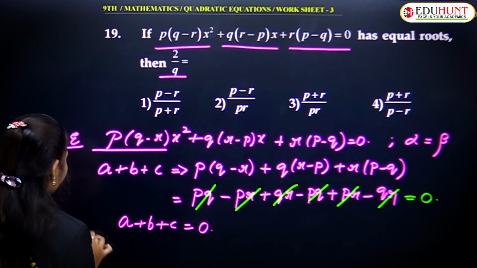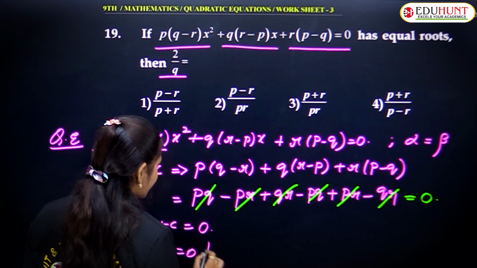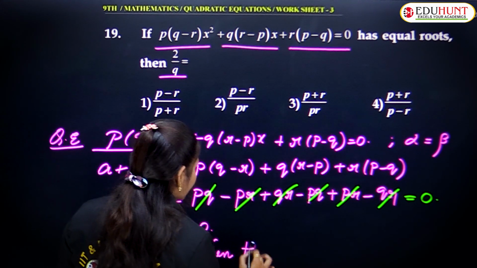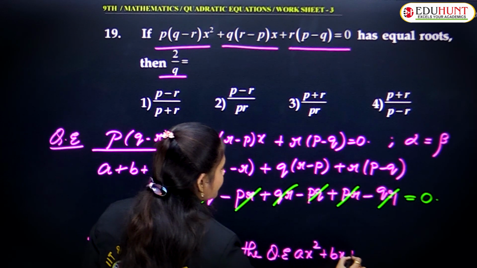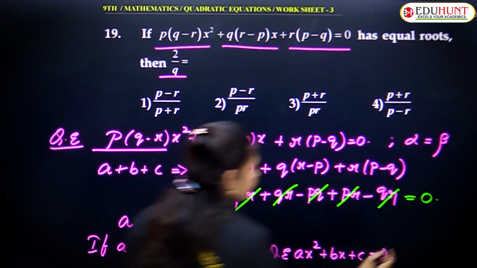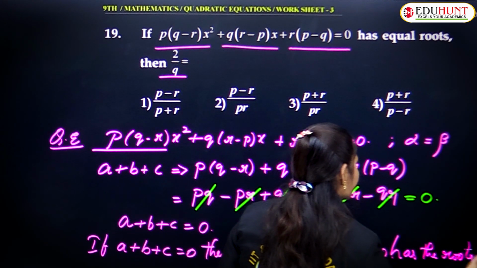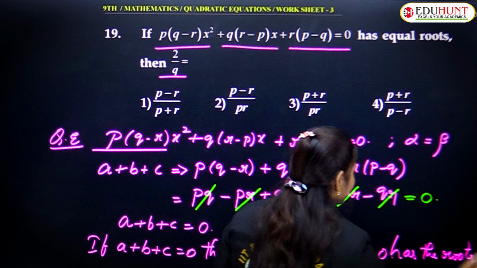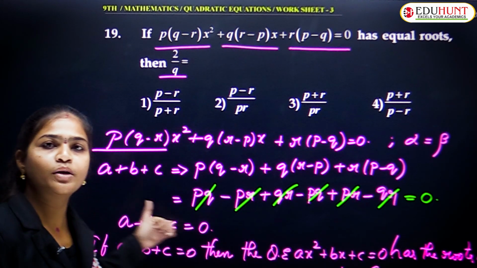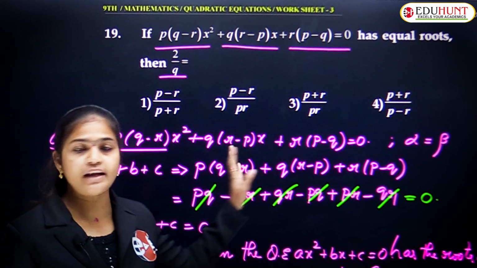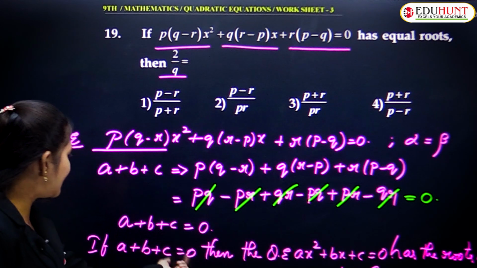So if a plus b plus c is equal to 0, then the quadratic equation ax square plus bx plus c is equal to 0 has the roots 1 and c by a. So this condition we can apply. Why? Because we checked that a plus b plus c value is 0, so this condition is satisfied. That's why we apply this condition.